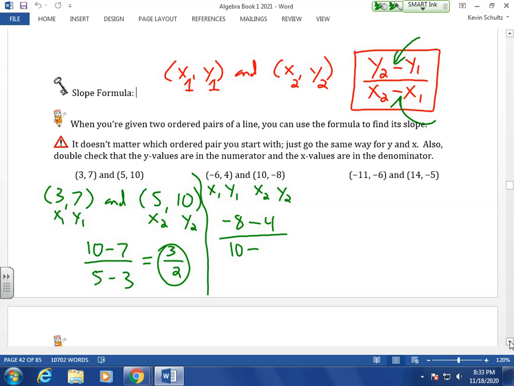The subtraction sign's got to be there because that's in the formula. And our x1 value is a negative 6. So again, we have to write both signs there. The subtraction from the formula and the negative from the value. And of course, what we learned back in PO3 was that when you subtract a negative number, it's actually going to be addition. So this is going to give us negative 8 minus 4 is a negative 12. 10 minus negative 6, which is the same thing as 10 plus 6, that's going to give us positive 16. So negative 12 over 16.